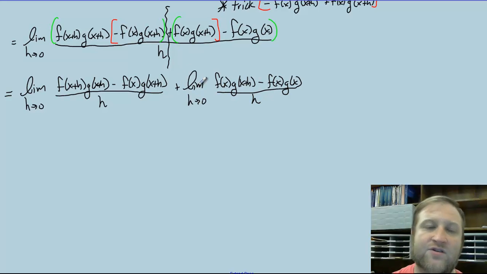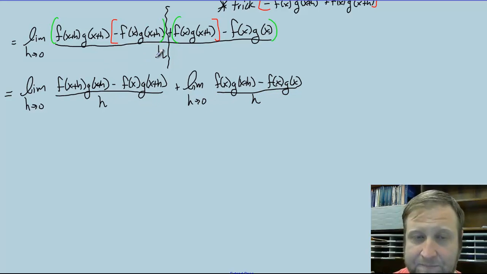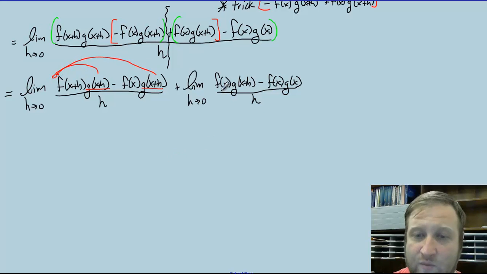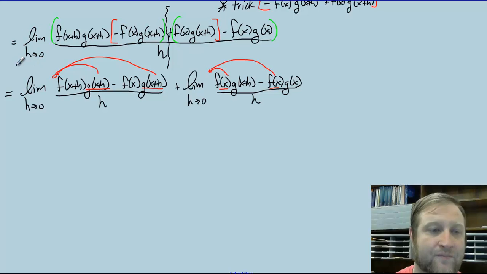All I've done is just split up two fractions. Notice if I wanted to add these back, since I have a common denominator, my numerators would just add back together. So now I want us to note that we have a common factor in this first limit, g of x plus h. So hopefully we know we can take that out. And then here we have a common factor of f of x. And notice we'll be able to pull that out as well.